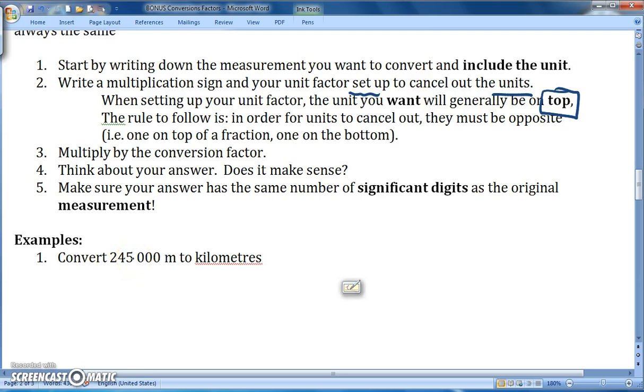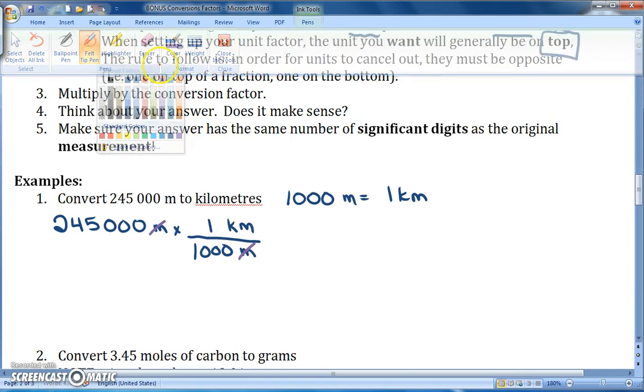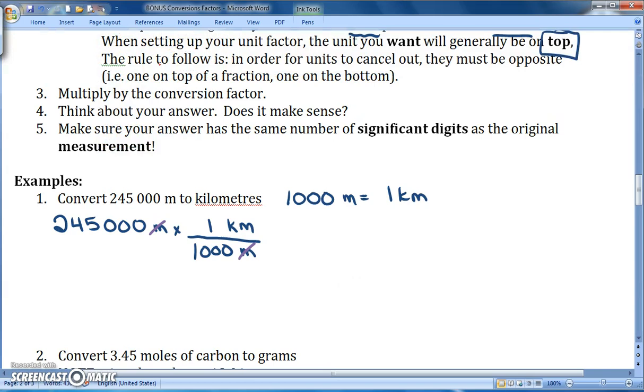So to convert 245,000 meters to an equivalent measurement in kilometers, we use the equality between units we previously discussed. 1,000 meters is equal to 1 kilometer. We begin by writing out our original measurement. Next to this, we'll write down the appropriate unit factor. In this case, we will put the information pertaining to meters in the denominator and the information pertaining to kilometers in the numerator. We do this so that the meters units cancel out and the unit we're converting into, kilometers, remains.